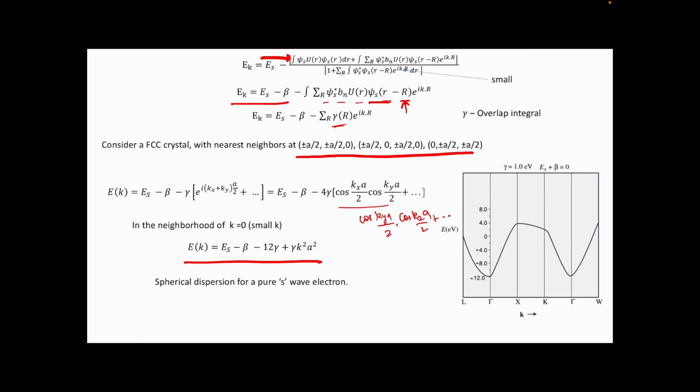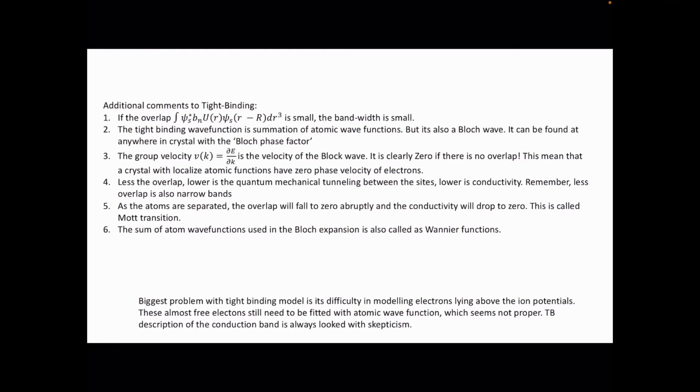When gamma is small, you get the atomic energy levels, and when gamma is large, you get the free electron energy dispersion. So this tight binding treatment allows us to get back to different extremes, right? With these things, we would like to close the chapter on tight binding with a few observations.